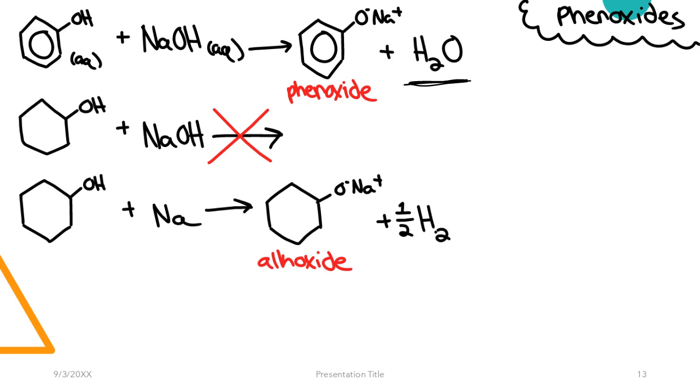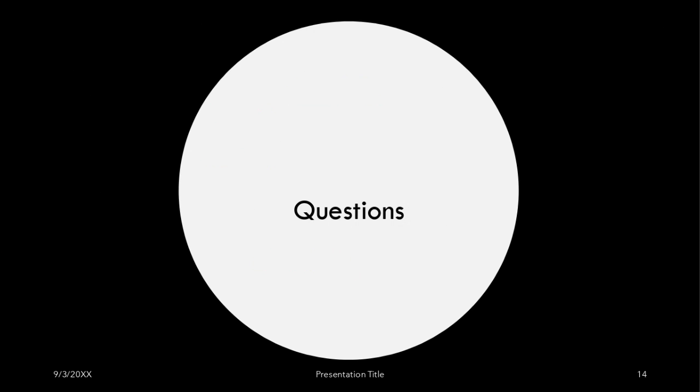And to make an alkoxide, you just react with sodium and not sodium hydroxide. So they do look very similar, but be careful not to mix these up, because he'll be picky about that, I'm assuming. And that is all, my friends.